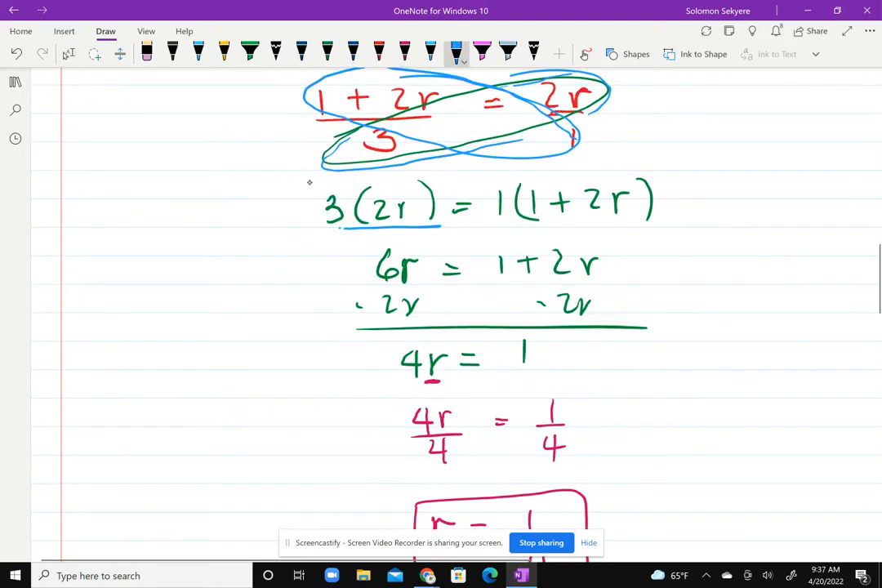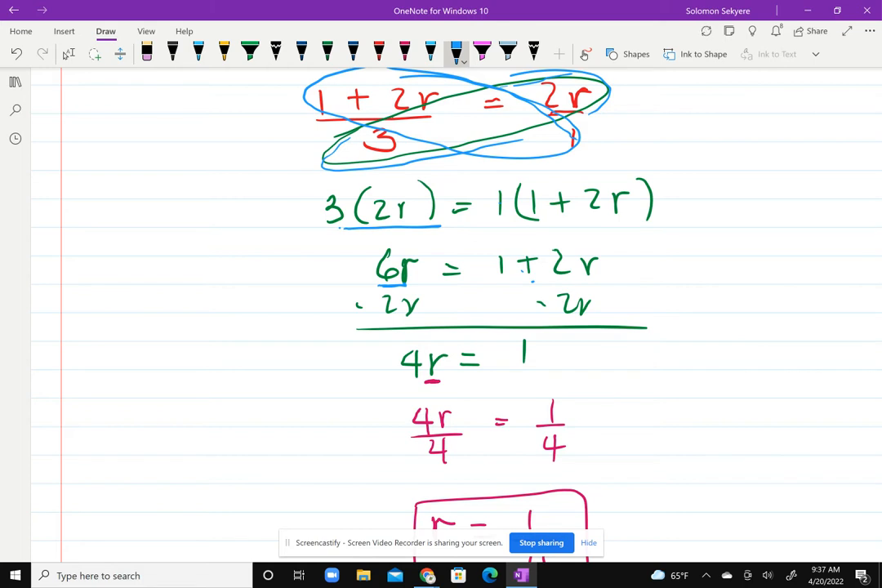3 times 2r is what? 6r. And then 1 times 1 is 1. 1 times 2r is 2r. We remove the parentheses. Okay, distribution. Okay, what do I have here? Now the fractions are gone, parentheses are gone.